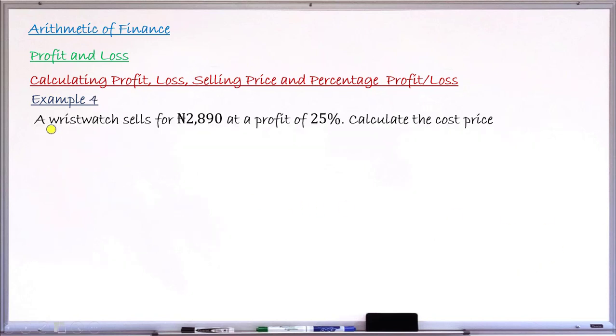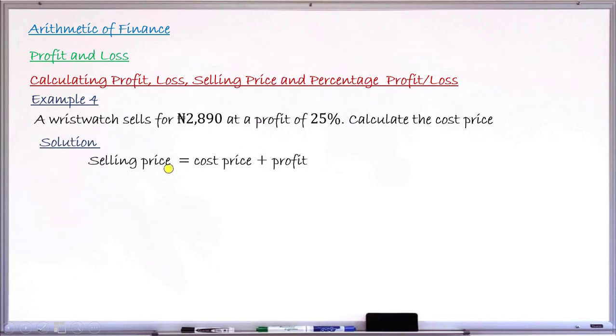Example number 4 says a wristwatch sells for 2,890 naira at a profit of 25%. The question asked here is to calculate the cost price of that wristwatch. So the solution to this problem: what is given here is the selling price, and this is the percentage profit. So let's just move.